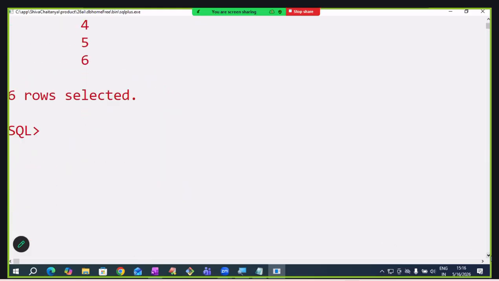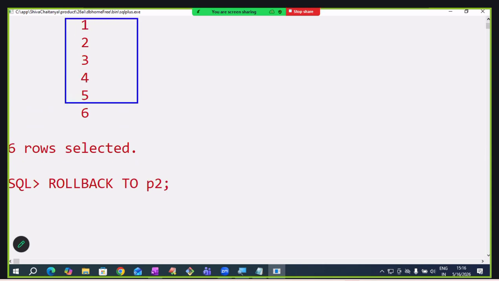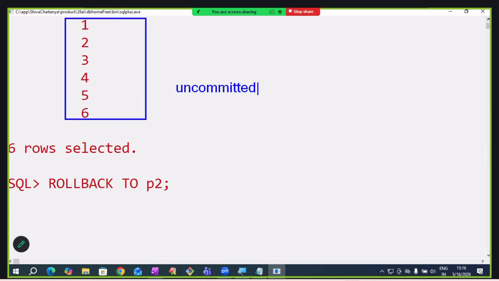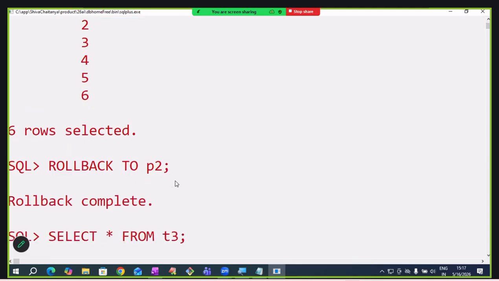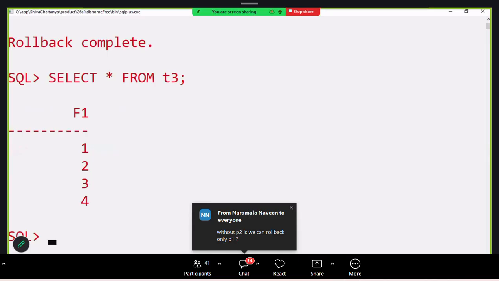Now observe, I am writing rollback to P2. All six are uncommitted actions only. I didn't use any commit command here. Rollback to P2 means up to the P2 point it is cancelling. Check here, the 5 and 6 insertions are cancelled. Observe.